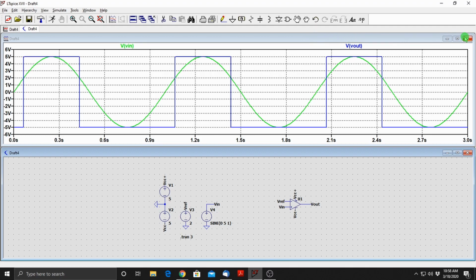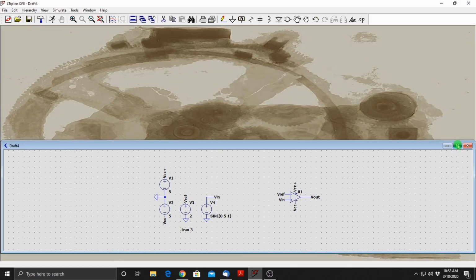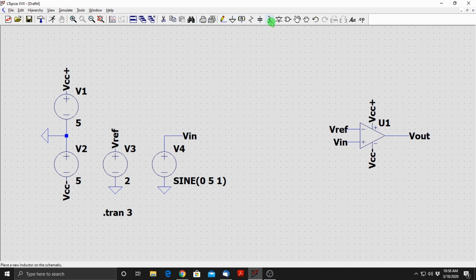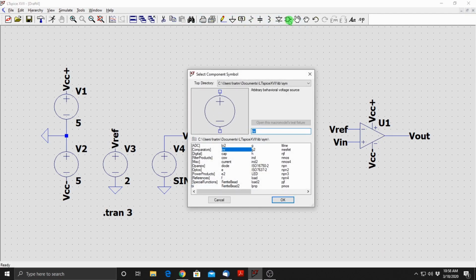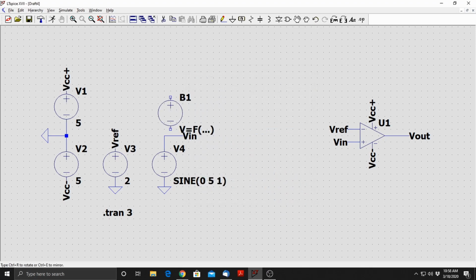So I'm going to close my plot, go back to my schematic, and I'm going to model my noise using a behavioral voltage source. Behavioral voltage sources, which you can find by typing in BV into the component window, is LT-Spice's version of a voltage-controlled voltage source, or really just a voltage source that depends on some function. So I'm going to put my behavioral voltage source in. I'm going to wire it in series to my original input signal.